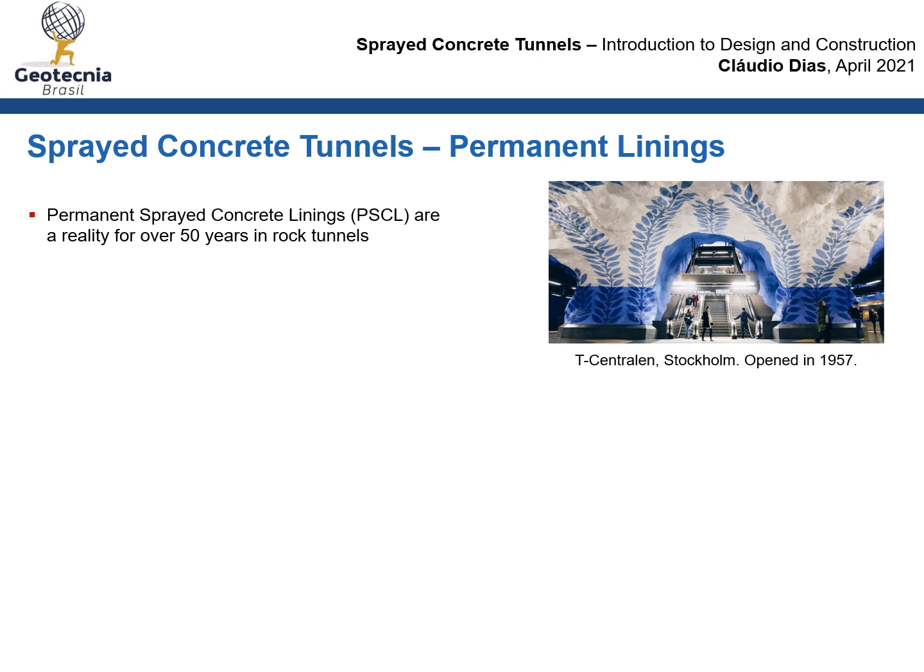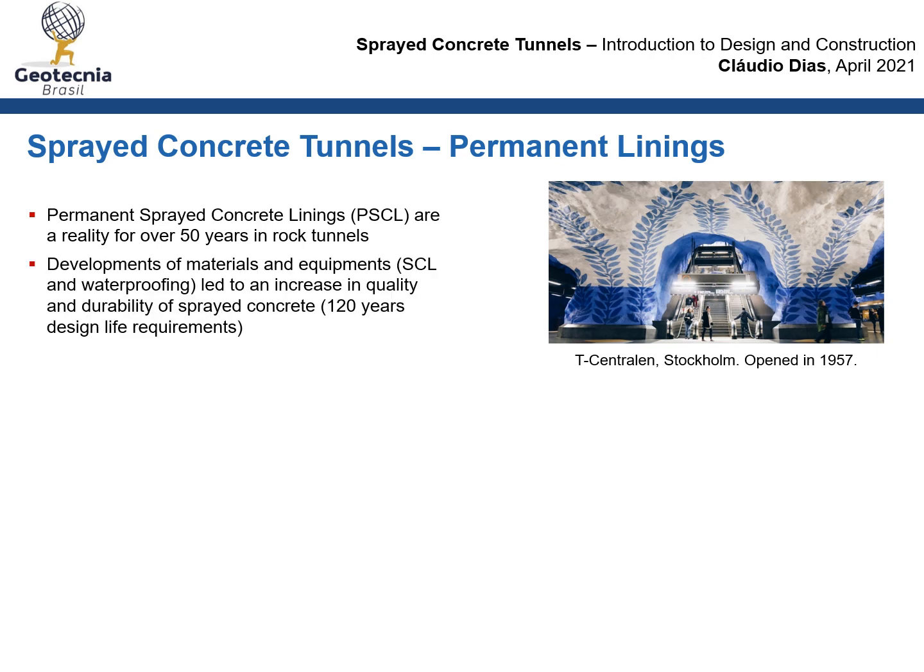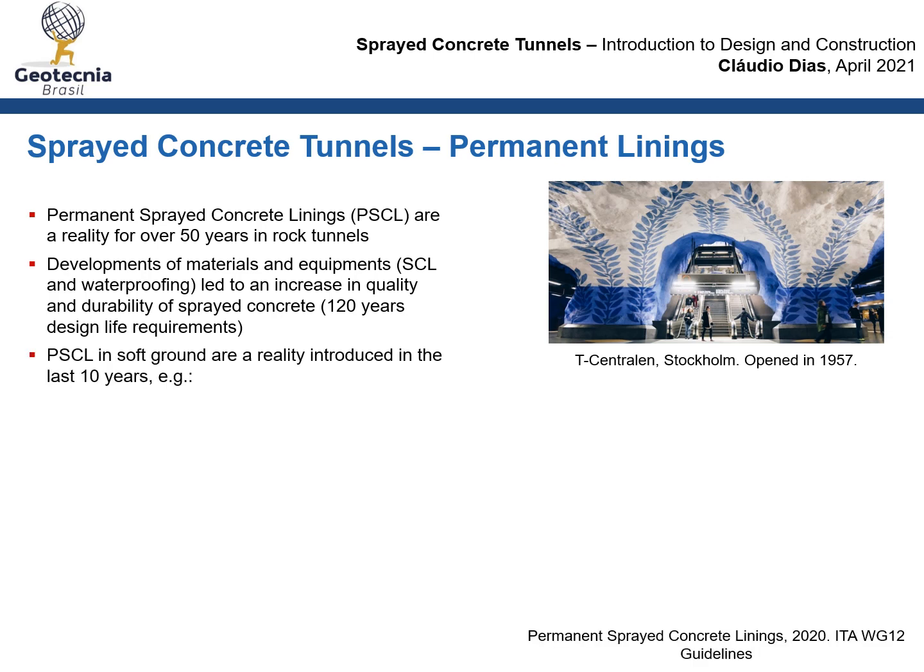Moving now to talk about permanent linings using shotcrete. You may note the example of this famous station in Stockholm, opened in 1957. This is a rock tunnel using shotcrete and then painted in an artistic way. So we know that permanent sprayed concrete linings have been a reality for over 50 years in rock tunnels. Moreover, the development of materials and equipment led to an increase in quality and durability of SCL, and now most of the projects require a 120 years lifespan.